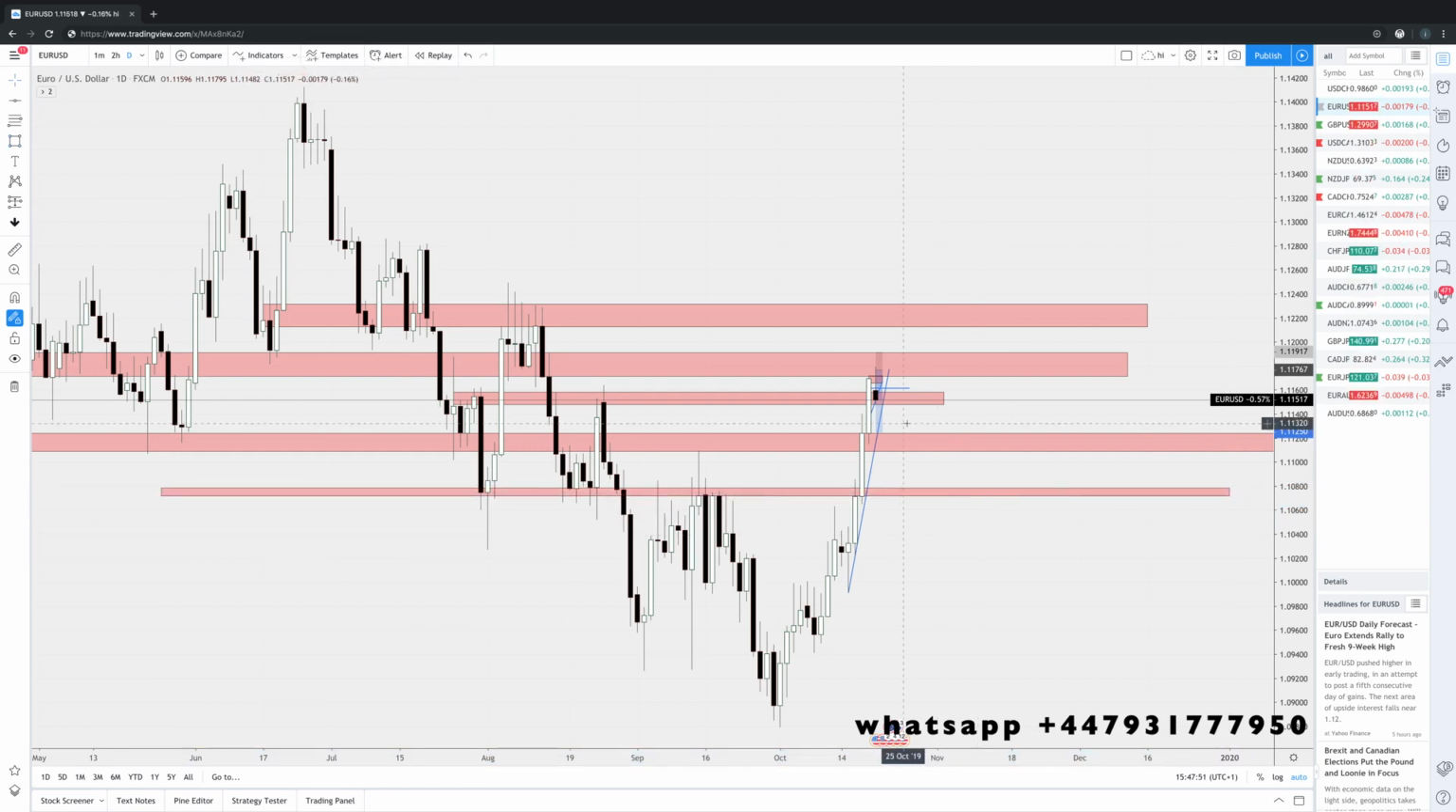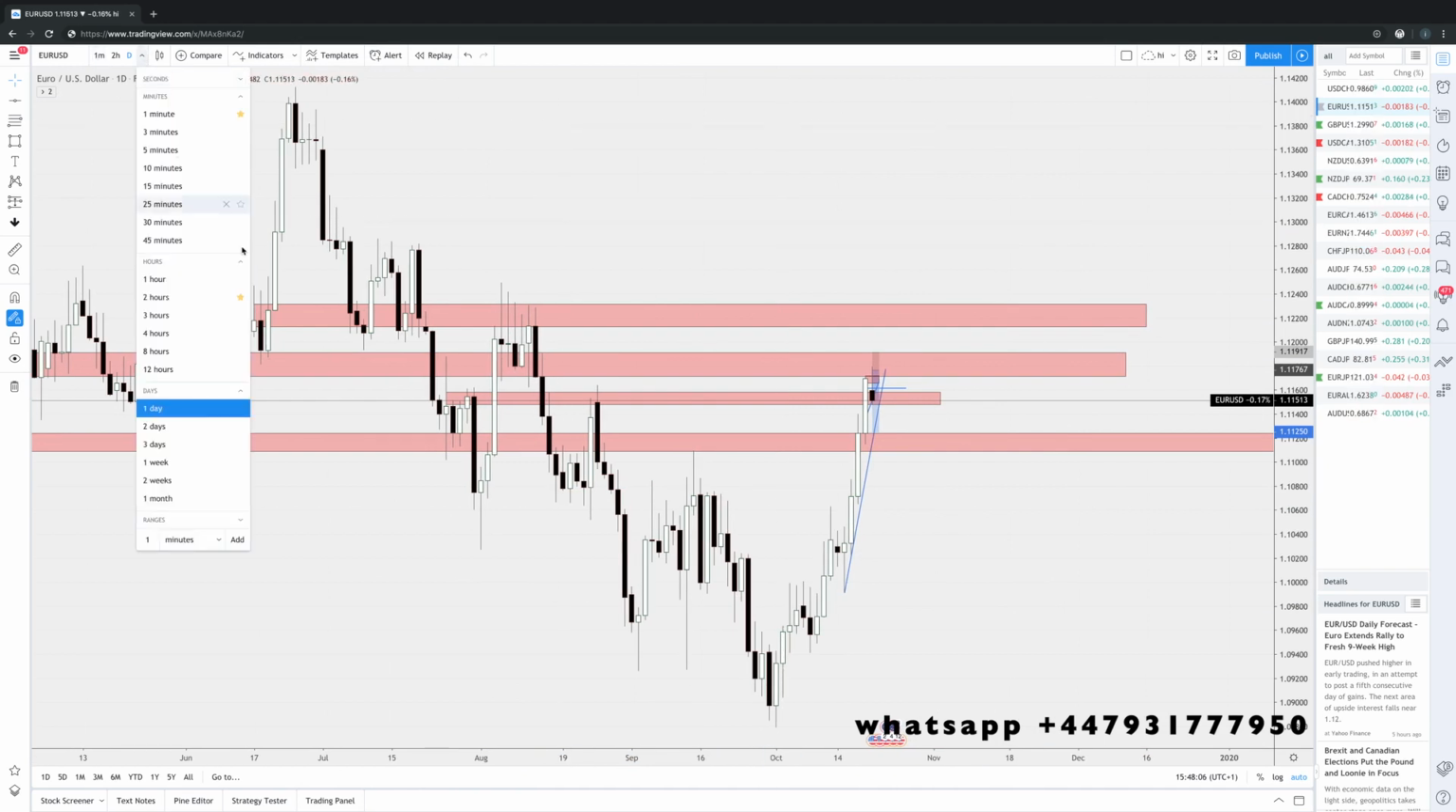And then maybe possibly even pull back all the way down here, create some sort of inverted head and shoulders, and then try and move up. Don't quote me on that. I don't trade head and shoulders patterns. I'm just trying to give you guys some ideas for some trades.